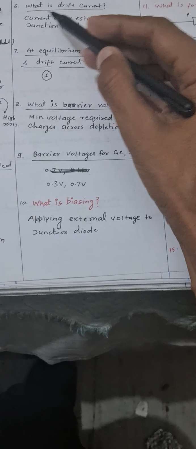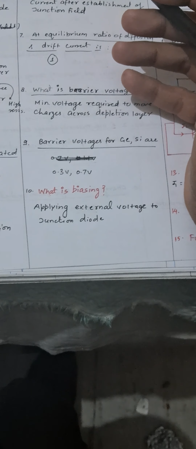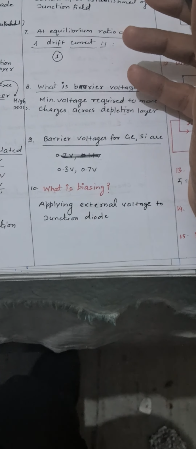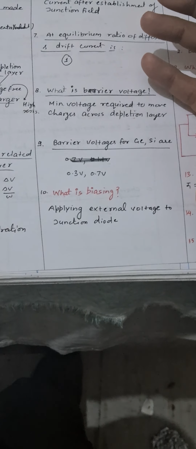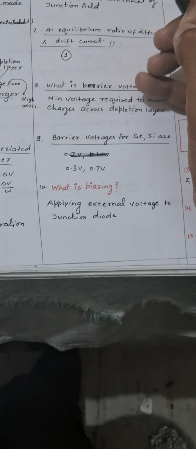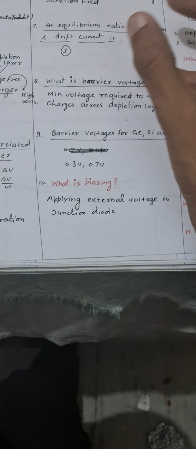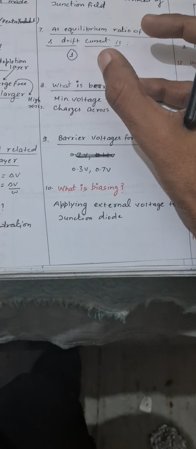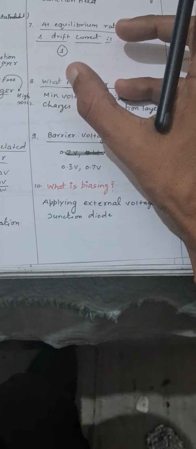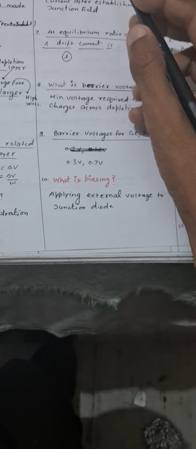Next is, what is drift current? When charges start getting diffused from P to N or N to P, a depletion layer forms, and because of the depletion layer formation there exists an electric field directed from the N side to the P side, which opposes the diffusion, and current starts in the opposite direction. That current we call the drift current.